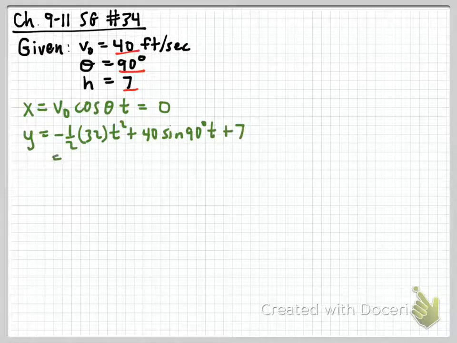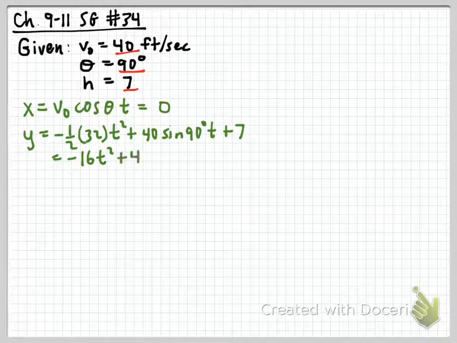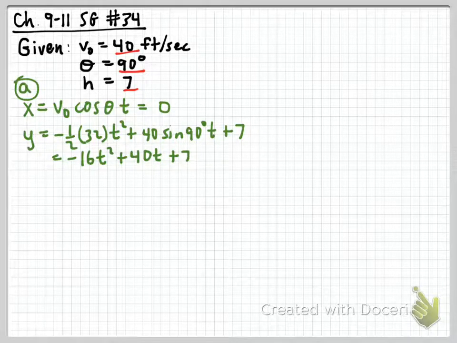So let's clean that up a little bit. We get y equals negative 16t squared plus 40t plus 7. So those are the two parametric equations, and that's your answer for part A, the parametric equations.